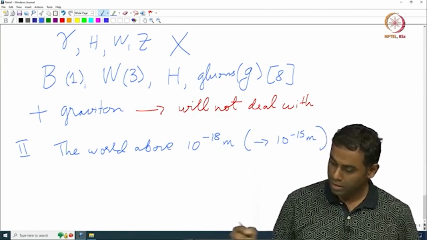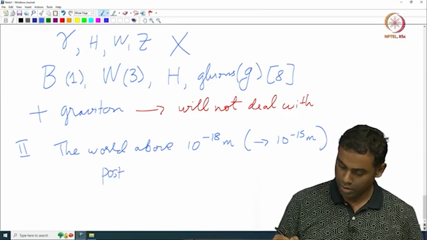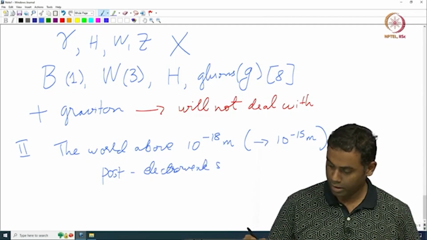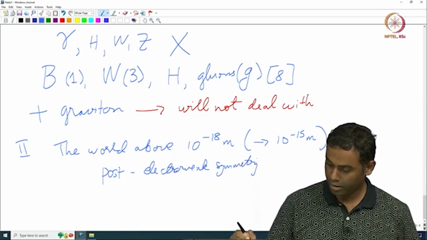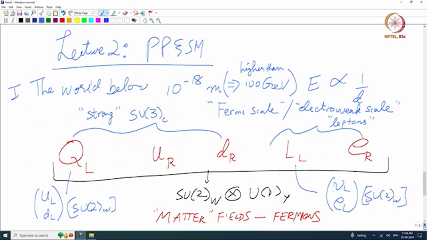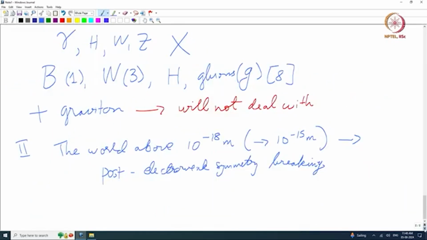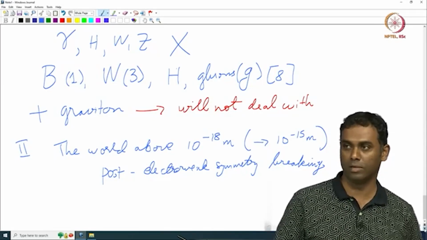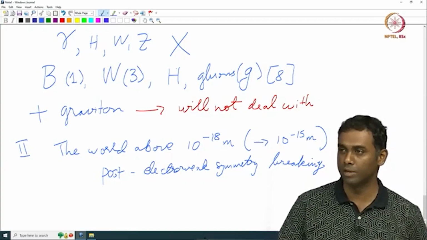So this is post electroweak symmetry breaking. Basically, at this point the symmetry of SU2 cross U1 that we saw in the previous page gets broken down in a certain sense. Actually, what is going on is that this symmetry is hidden in a very subtle way, and we do not really see that symmetry.